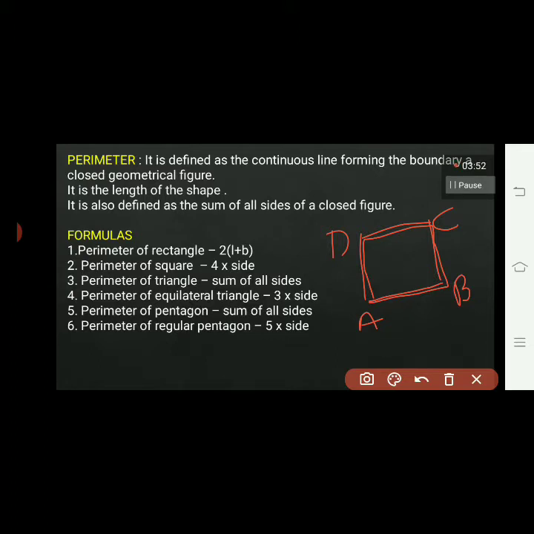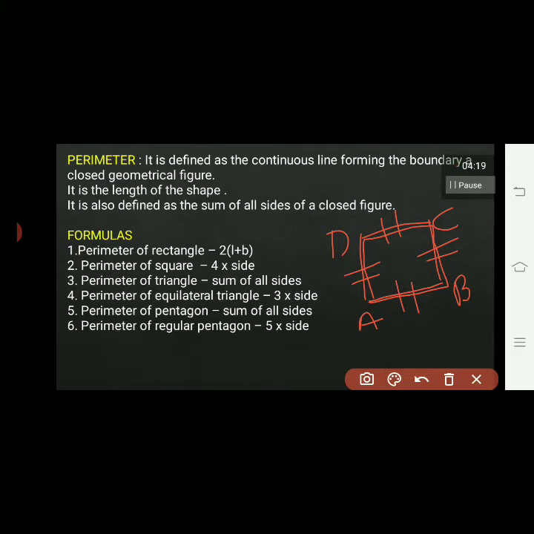Now we'll see the perimeter formulas. The perimeter of a rectangle is 2 into length plus breadth, because a rectangle has 2 lengths and 2 breadths, so altogether it becomes 2 lengths and 2 breadths, so 2 into (length plus breadth). The perimeter of a square is what? 4 into side. The perimeter of a triangle is what? The perimeter of a triangle is the sum of all sides. Please don't say it as 3 into side.